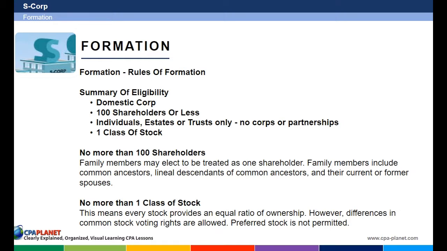Okay, family members, a little more detail. Family members may elect to be treated as one shareholder. So that's common ancestors, linear descendants, spouses. So you and your son or daughter could elect to be treated as one shareholder. No more than one class of stock. Differences in voting rights are allowed. Preferred stock's not permitted. So only one class of stock, but voting rights can be different.